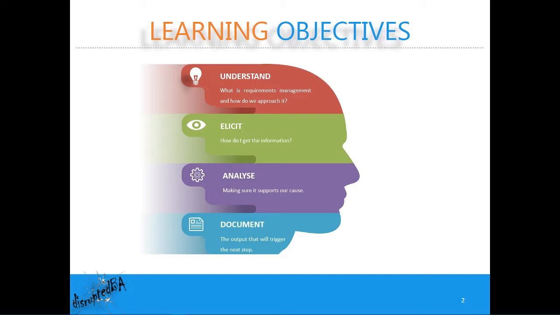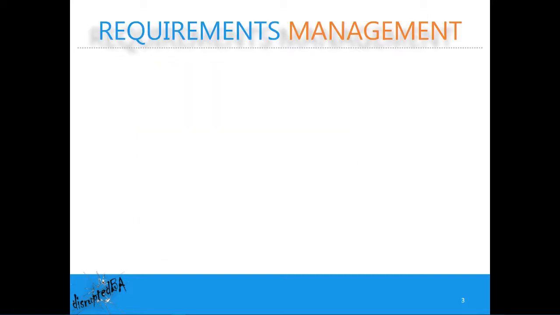So these are basically the things that we want to end up with at the end of the day: we need to understand all of these phases. We need to understand how to implement them and how to implement best practices that we'll talk about for each of these phases. So let's move on to requirements management itself.